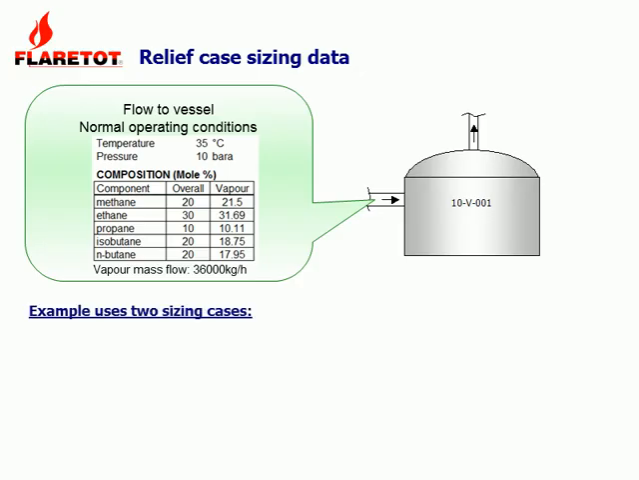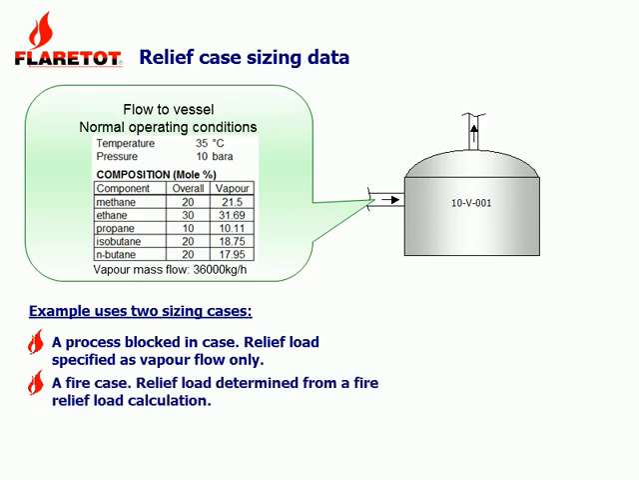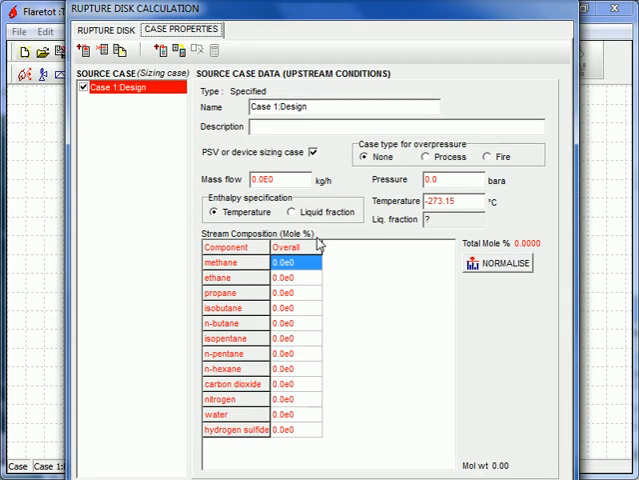For our example, we have two relief load sizing cases. There is a process blocked-in case, with only the vapor flow to be relieved. Properties for this case will be manually specified. There is also a fire case. The properties for this case will be determined using a fire relief calculation. Flare Tart will automatically use the process case to size the main rupture disc, and the fire case to size the supplemental fire disc. First we define the process case.